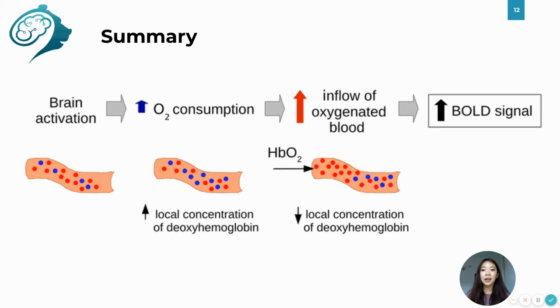So as a summary, brain activation causes increased oxygen consumption because of that energy requirement, which increases the local concentration of deoxygenated hemoglobin because it takes the oxygen from the hemoglobin in order to consume it. That results in inflow of oxygenated blood to refill that depletion of oxygen in the local tissue, and that causes an increase in the BOLD signal because there's this rush of oxygenated hemoglobin, which, if you remember, has a stronger MR signal.